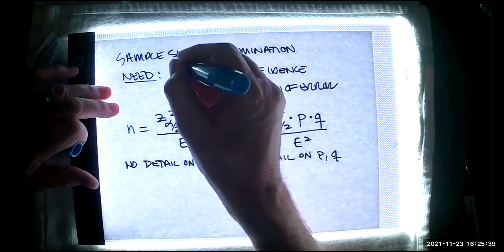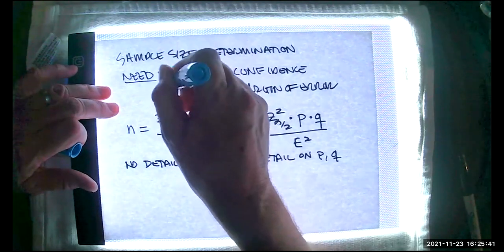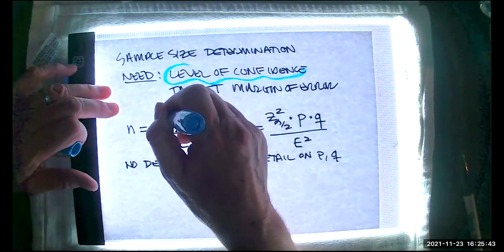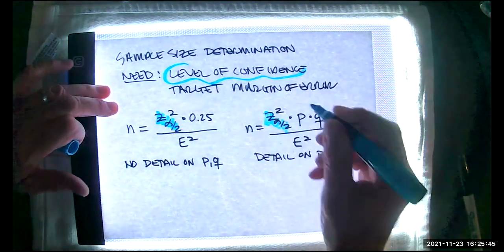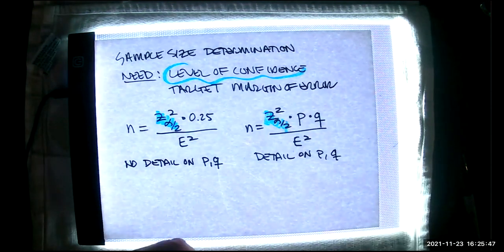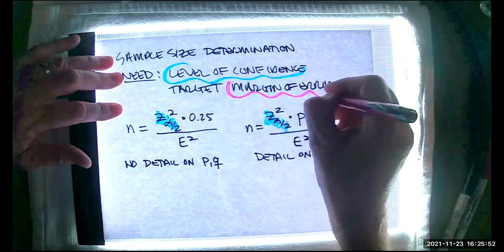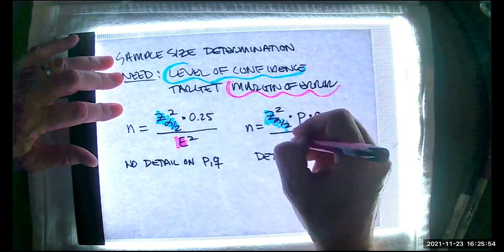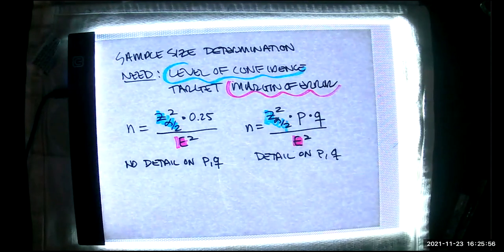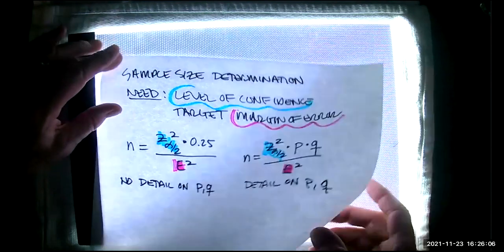The level of confidence helps us get the Z alpha over 2. The margin of error gives us our denominator. Those have to be provided. If we know nothing about P and Q, we assume 0.25. You can see in our notes why we do that.